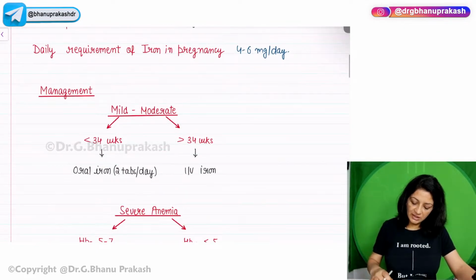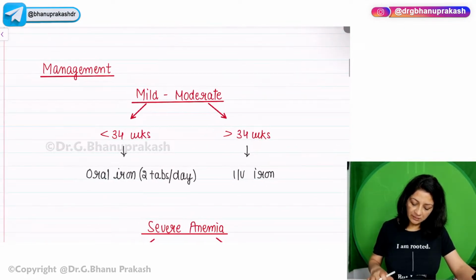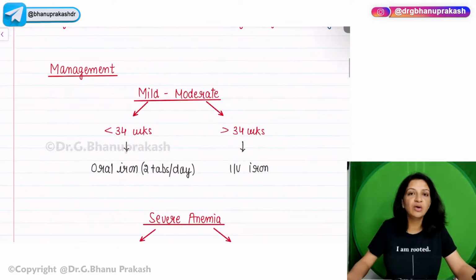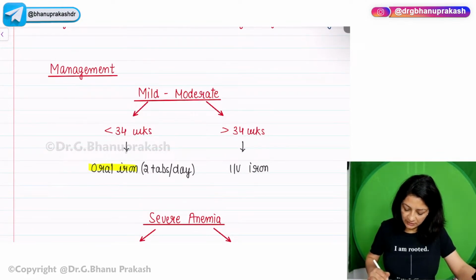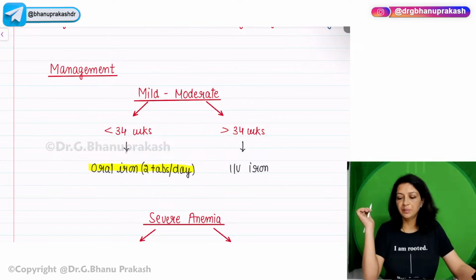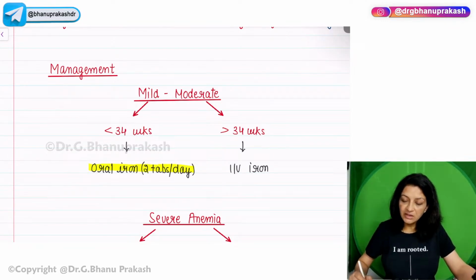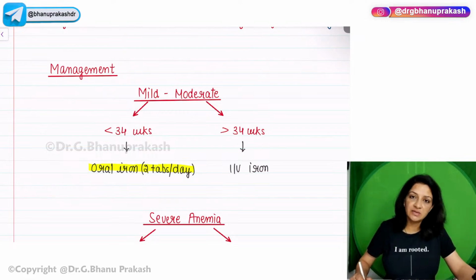So next one is the management of anemia. If mild to moderate anemia, less than 34 weeks, then give iron tablets, 2 tablets per day. More than 34 weeks, in third trimester.